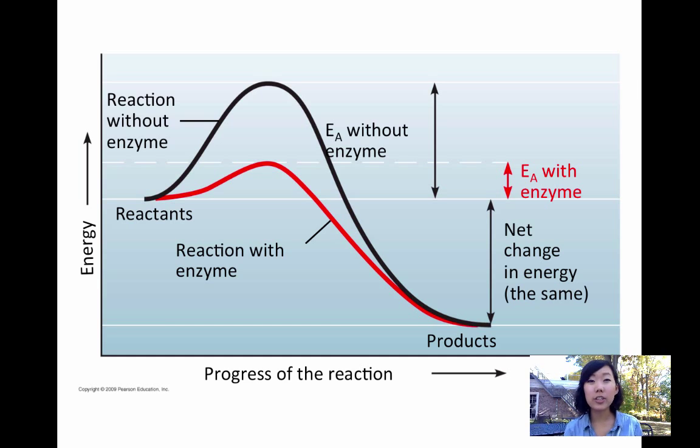This right here is a picture of what the enzyme does to the energy of activation. So this black line is what the reaction normally would be. And so you can see that there's initially a lot of energy you have to put in for the reaction to happen. But this red is what happens when you put in an enzyme. And you can see that it drastically lowers the amount of initial energy you have to put into the system for the reaction to occur.